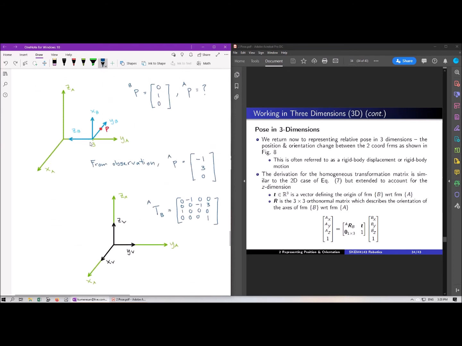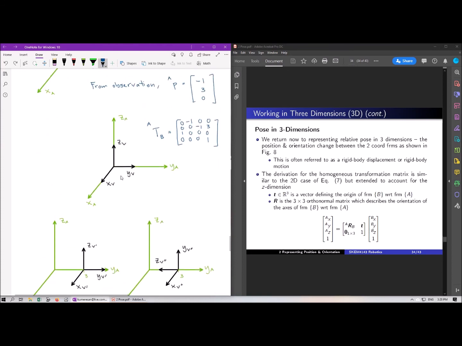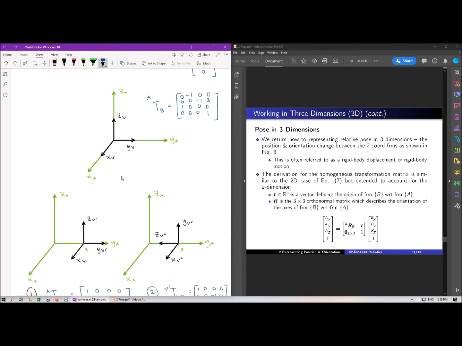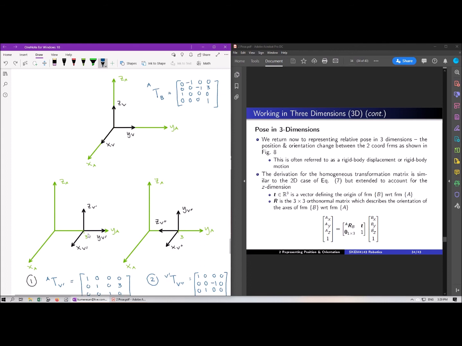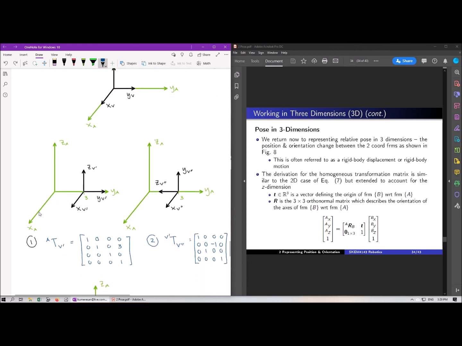So imagine, we want to arrive at coordinate frame B. Imagine there's a coordinate frame V which coincides with coordinate frame A, which means xv and xa are parallel, yv and ya are parallel, zv and za are parallel, and the origin is the same as well. All right, from here we move to 0, 3, 0, and now it becomes coordinate frame v prime. So we have xv prime, yv prime, and zv prime.